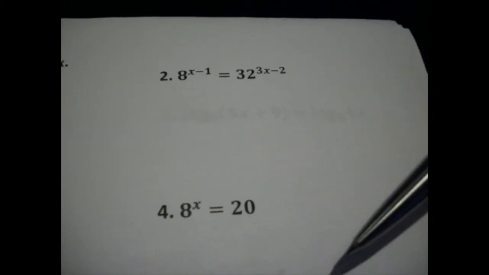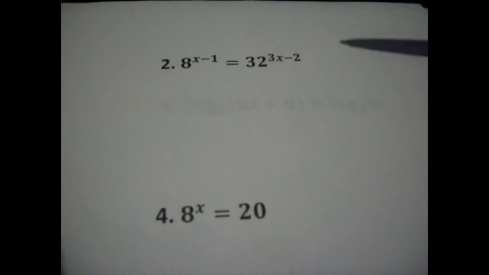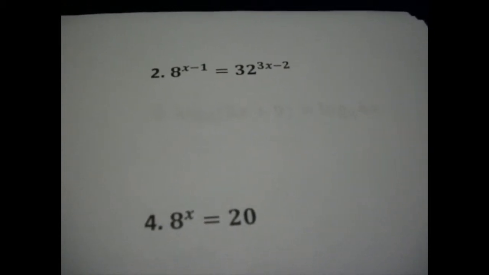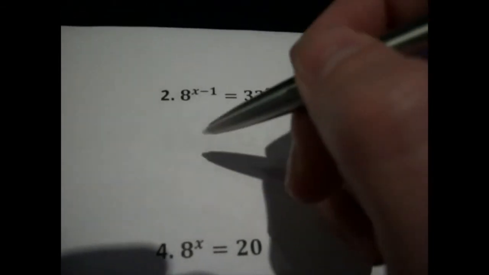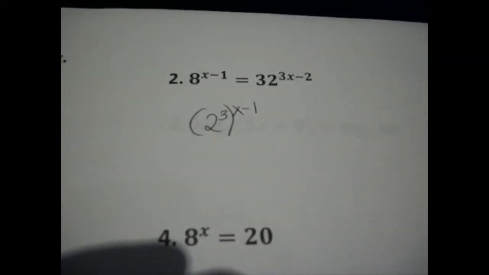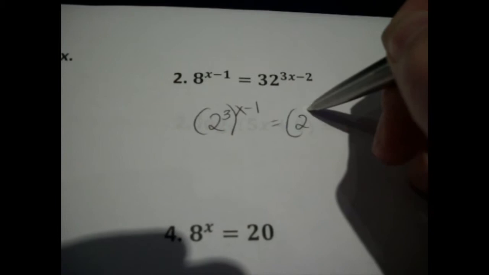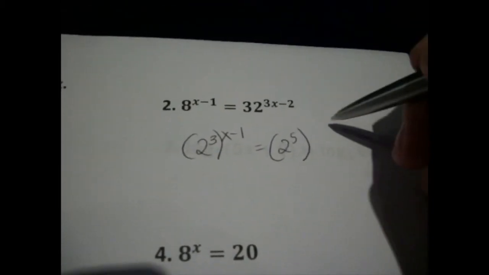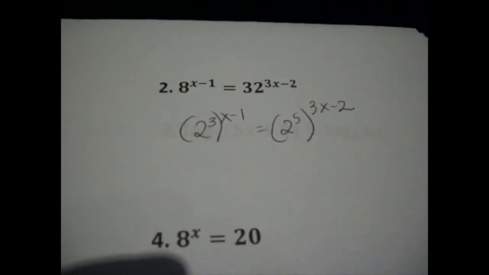This one's a little bit different because I can't go straight from 8 to 32. 8 squared is 64, so it's not going to be an 8. One way I can rewrite 8 and 32, my hand's getting tired, is to rewrite them using 2. So I know that 8 is 2 to the third power. Bring down the x minus 1. And I know 32 is 2 to the fifth power. Bring down 3x minus 2.